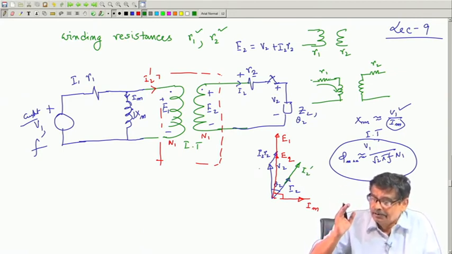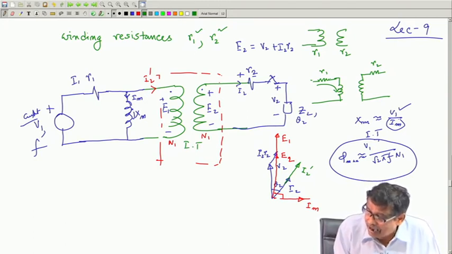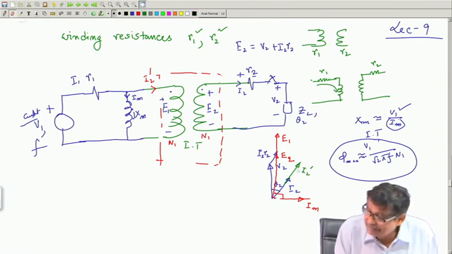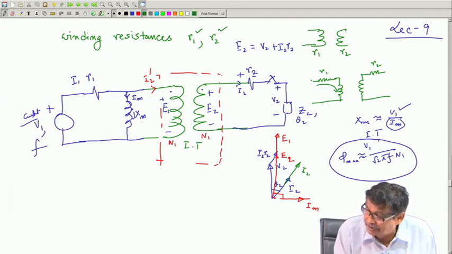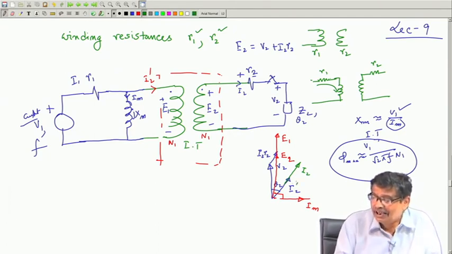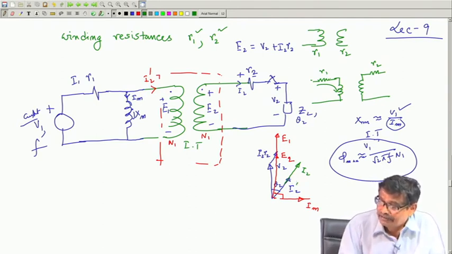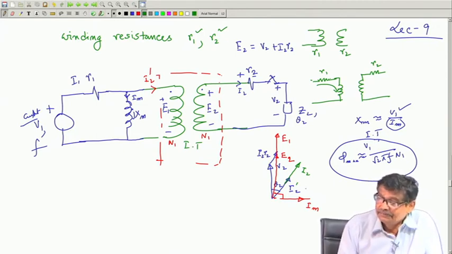So, this will be your... it will be less. So, what I will do is I will make this as I2, so that this is I2, and suppose, please note these changes, this is I2 dashed, because I have shown E1 is higher. So, reflected current must be lower, I2 dashed. So, this is your I2 dashed.